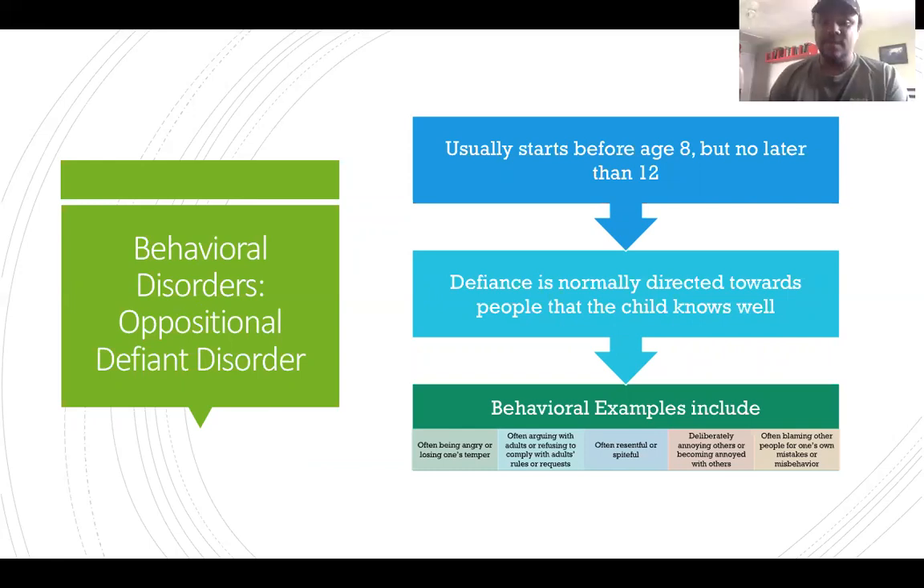So behavioral examples include these children are often angry or they lose their temper. They argue with adults, refusing to comply with adults' rules or requests. They're resentful and spiteful, deliberately annoying others or becoming annoyed with others, and often blaming other people for their own mistakes or behavior. So as a teacher, you can kind of see how this can be a handful. I know in the past, Cassidy's talked about how she's worked as a substitute teacher and kind of how that works, when we were discussing in our discussion forum.